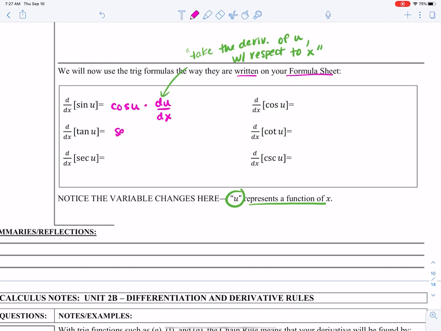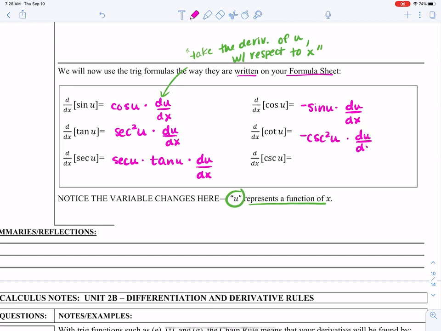Derivative of tangent will now be secant squared u, chain rule, times du dx. Derivative of secant will be secant u times tangent u times du dx. Notice that even though there's two u's, there's only one du dx. Derivative of cosine will be negative sine u times du dx. The derivative of cotangent is negative cosecant squared u times du dx. And then finally, negative cosecant u times cotangent u times du dx.